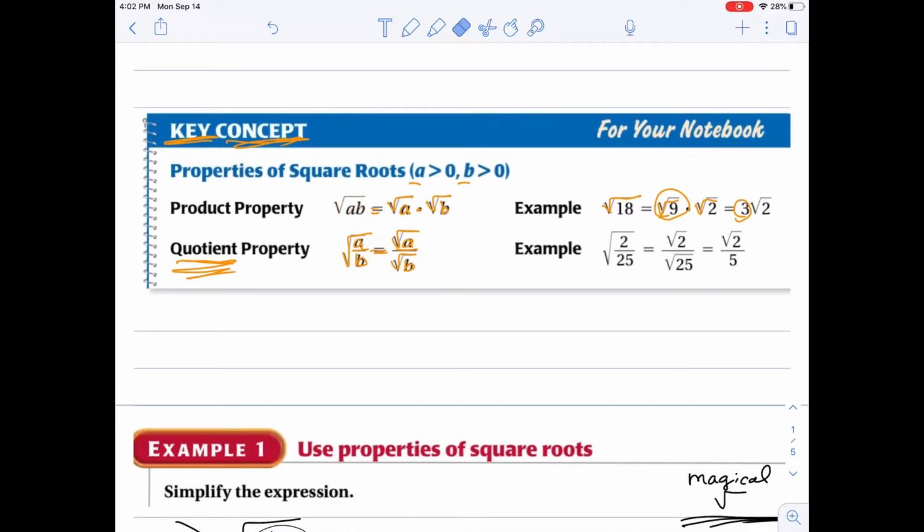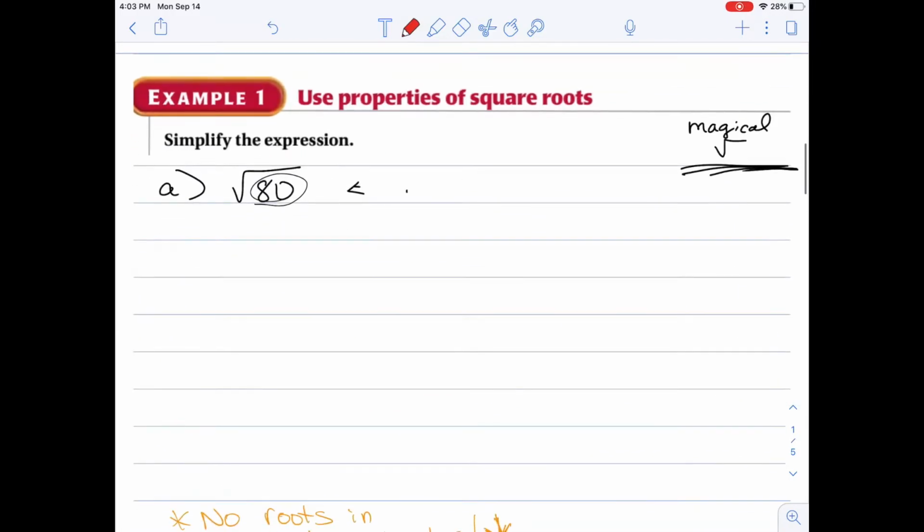Okay, so let's jump into a key concept here. Our key concept is the product property: when we have a root of two numbers multiplied by each other, we can split up the roots and multiply them separately. For example, the root of 18 is equivalent to the root of 9 times the root of 2. The root of 9 is 3, and the root of 2 stays. And then the quotient property is that the root of a over b can be split up into two separate roots, the root of the top and the root of the bottom.